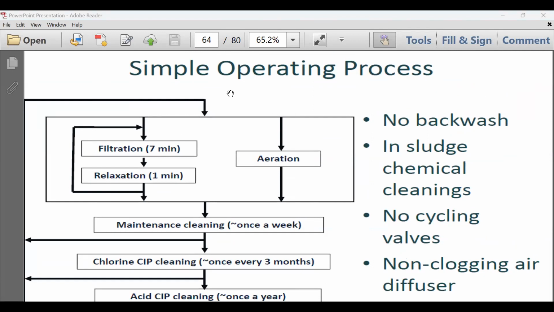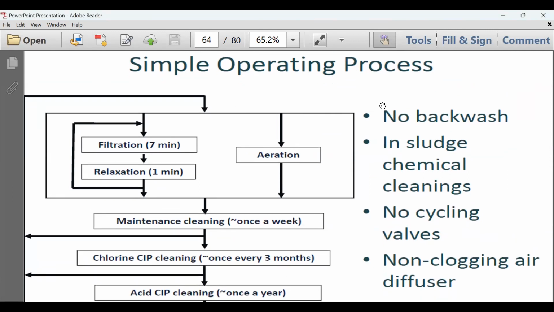This is the simple operating process. Throughout the filtration process, aeration should be there. At the same time, scouring air bubbling is continuously taking place. After every 7 minutes, filtration is stopped and relaxation is started. This 7-to-1 operation procedure helps to maintain a clean membrane surface.